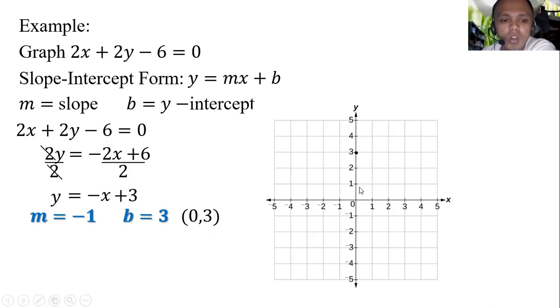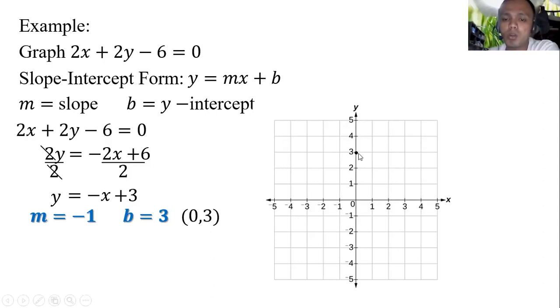Now, how can we plot the next point? Kasi hindi tayo pwedeng mag-connect or gumawa ng graph kung given lang yung isang point. Dapat at least 2 yan. So, what is the next point? Okay? So, tulad ng sabi ko, diba, meron tayong rise over by run pagdating sa slope.